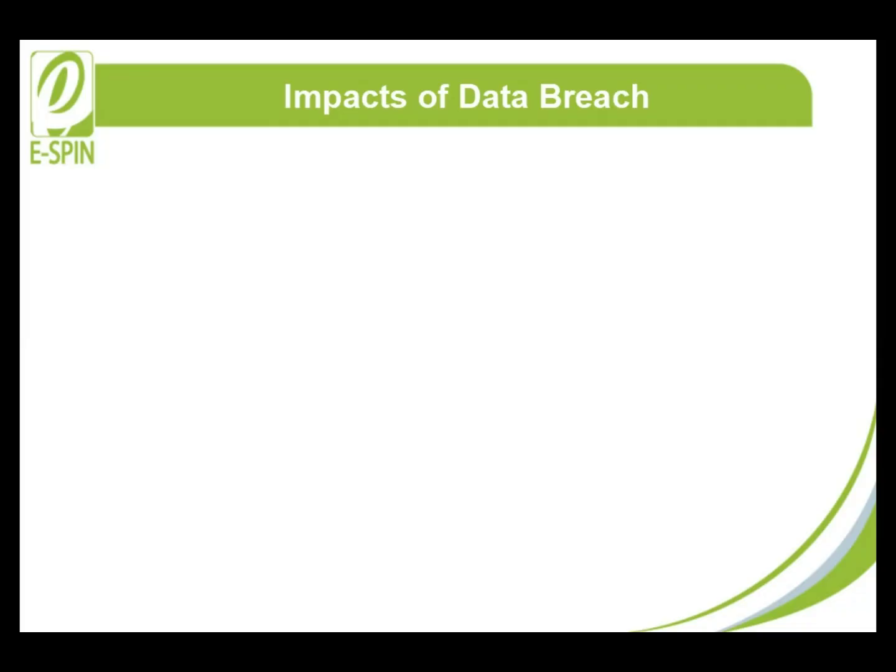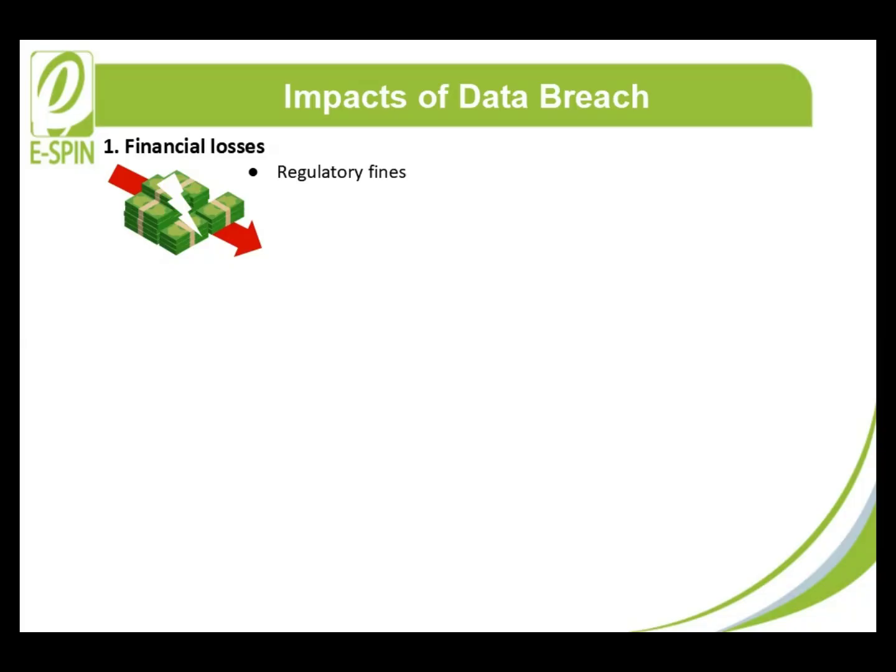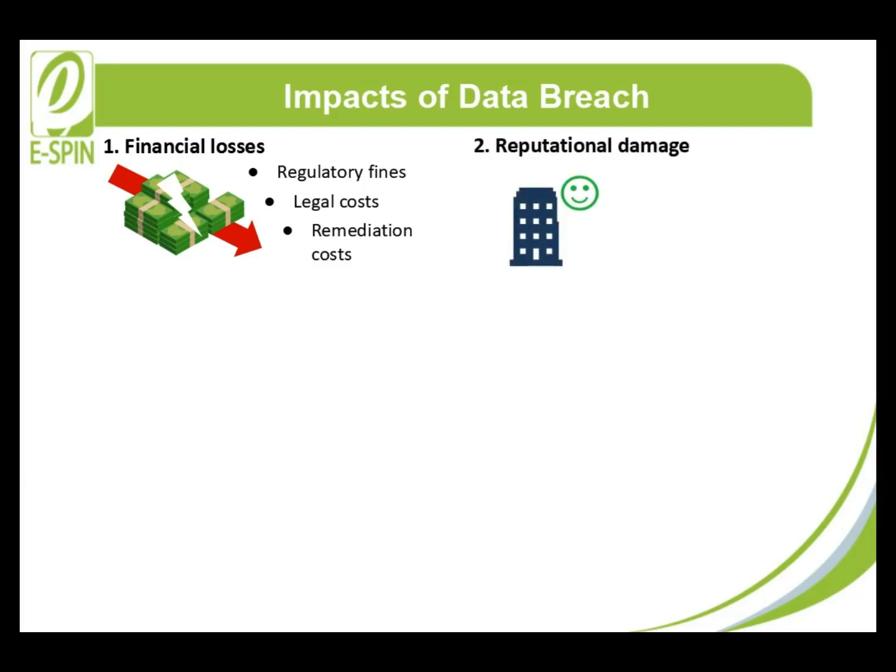Financial losses can come from regulatory fines under laws like GDPR and HIPAA, legal costs from lawsuits or settlements, and remediation costs such as investigations, notifications, and new security measures. Reputational damage occurs when customer trust declines after a breach. This can cause loss of business and negative media coverage, weakening the organization's public image and market position.